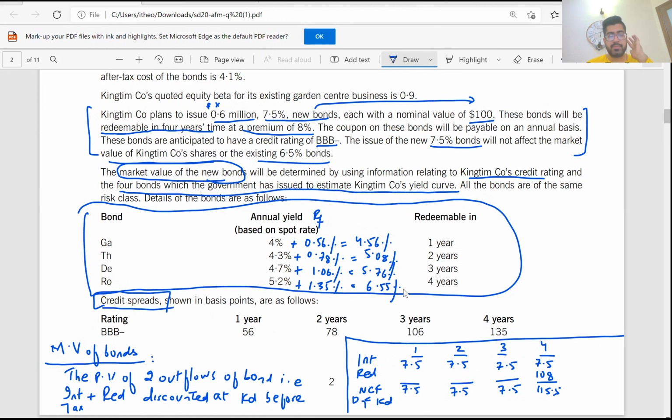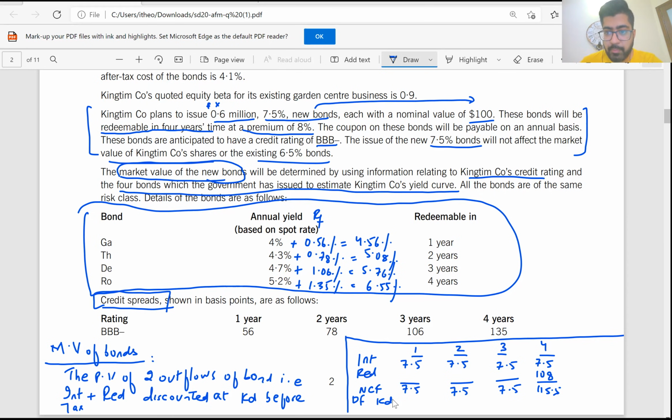Now, once I have the KD of each year, how did I get the KD? Because to find market value, I need the present value of two outflows discounted at KD. So the KD was not given. I know when spreads are given, I do RF plus spread, and we get the KD of each year.